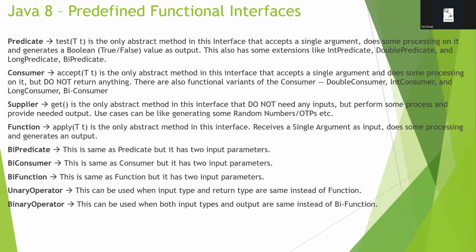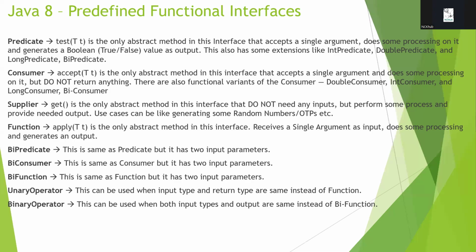And the next interface in our discussion is the Supplier interface. For the Supplier functional interface, the single abstract method that we have is get. This get method will not take any input. Instead, it will execute some logic and give you the response. It means that whenever we provide the implementation of the method inside the Supplier interface, we need to understand that it will not take anything from you. Instead, it will execute some logic and then give it back to you.